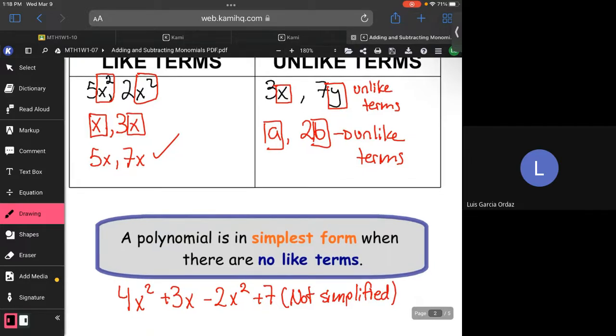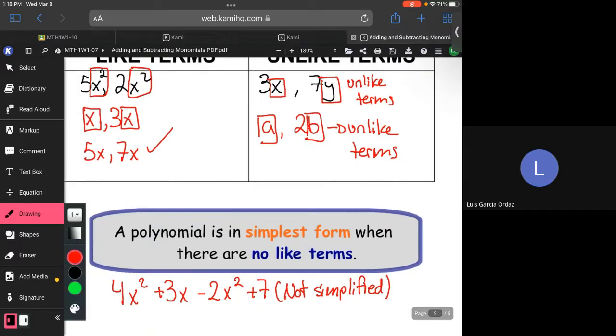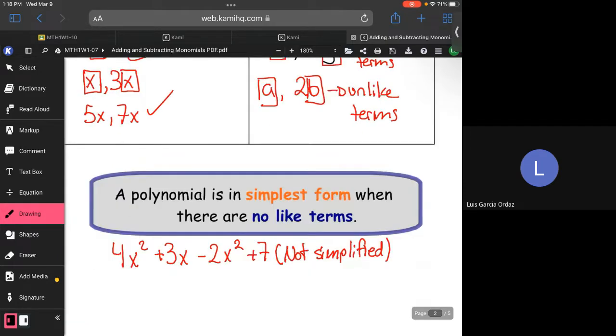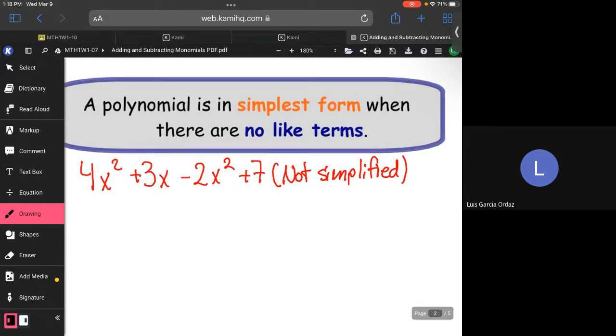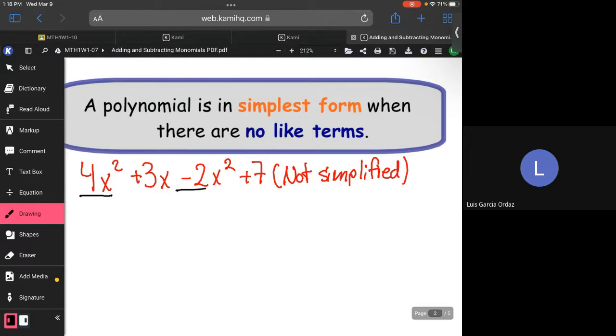Can someone identify what my like terms are? I'm going to move it up. 4x squared plus 3x minus 2x squared plus 7. What are my pair of like terms? Adam. 4x squared and 2x squared. Negative 2x squared. Don't forget that important part.